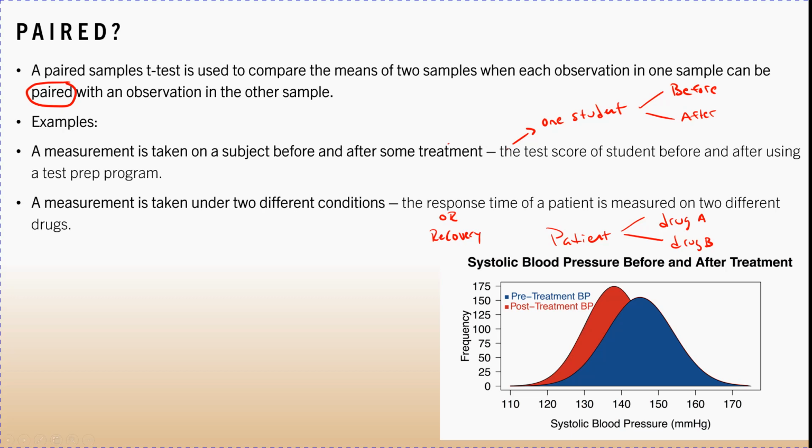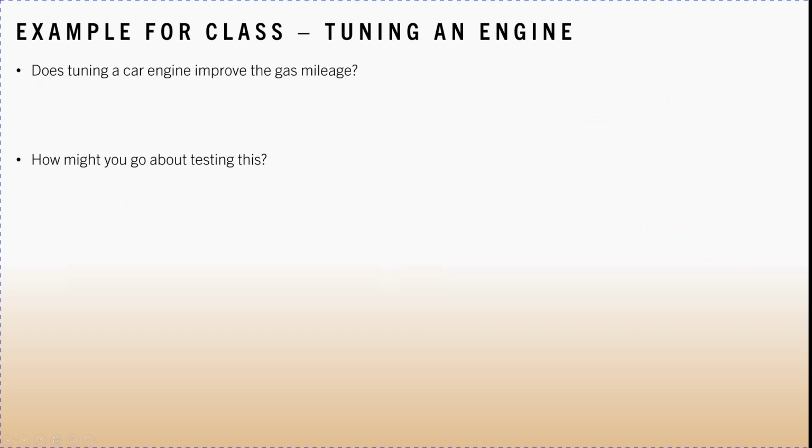So how do we go about testing this? Even though we're going to have two different values, one before and one after, for a single sample of students, how we go about this is a little bit different than what we did previously. We'll study this concept by setting up an example. Here's the question: does tuning a car engine improve the gas mileage?